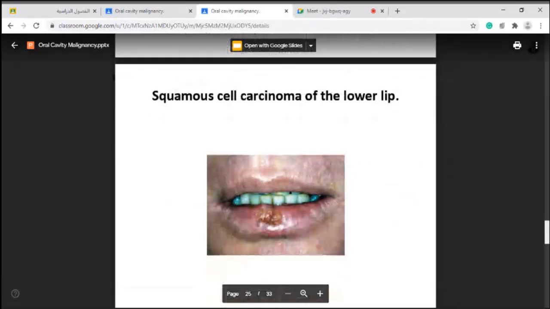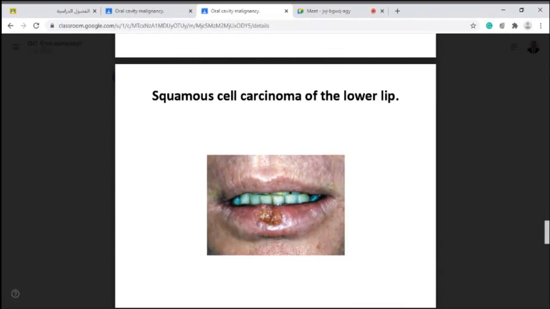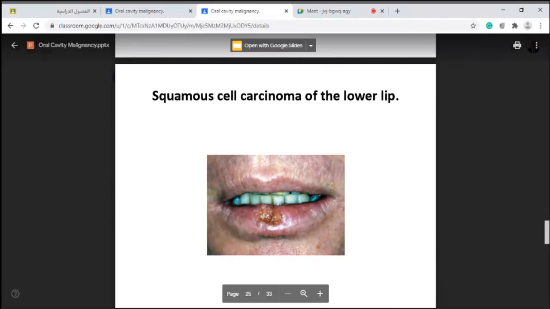This patient has squamous cell carcinoma of the lower lip. Squamous cell carcinoma. Why in the lower lip more? We mentioned it already, students.